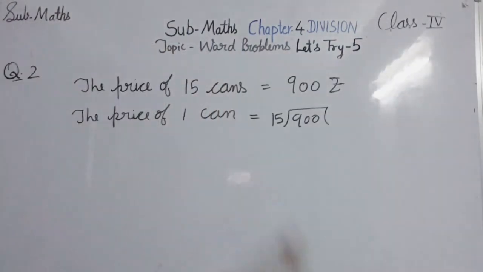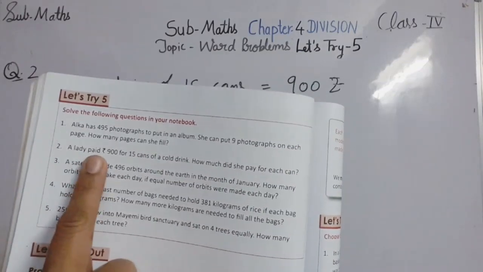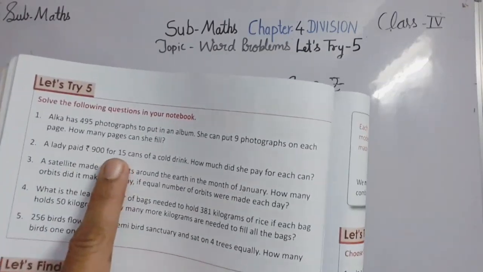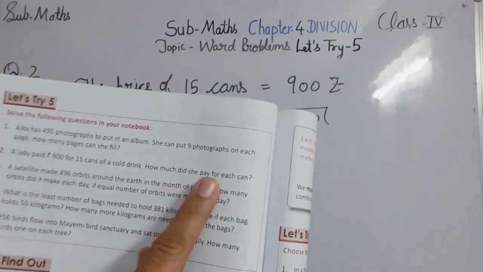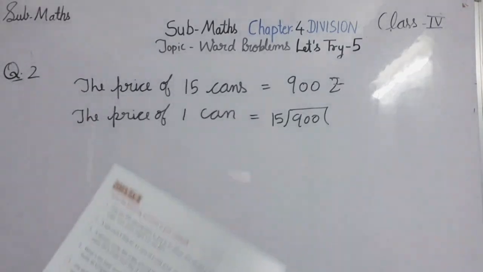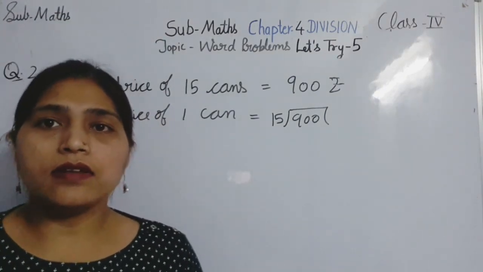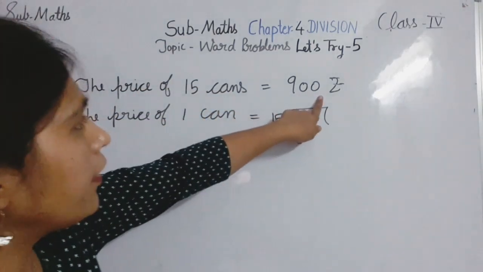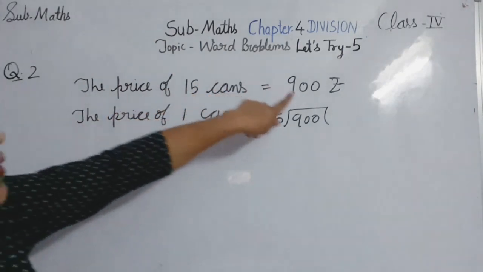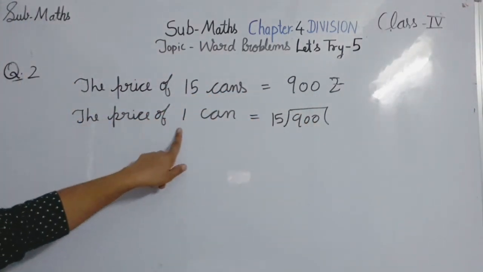Let's see the second question, just read it. A lady paid rupees 900 for 15 cans of a cold drink. How much did she pay for each can? So what have they given? The cost of 15 cold drink cans. The price of 15 cans is 900 rupees. They are asking what will be the price for one can.